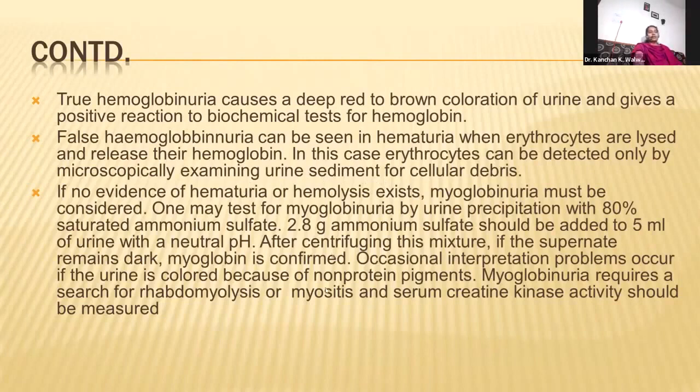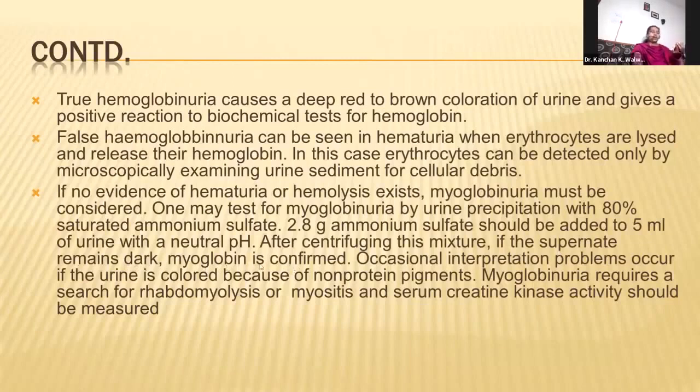Now, if there is no evidence of hematuria or hemolysis, myoglobin can be considered. So, how do you test for myoglobin? You take a urine sample and precipitate with an 80% saturated solution of ammonium sulfate. Take 2.8 grams of ammonium sulfate and add it to 5 ml of urine with neutral pH. After you mix it, you centrifuge the mixture, and if the supernatant remains dark, it is a confirmed case of myoglobin.